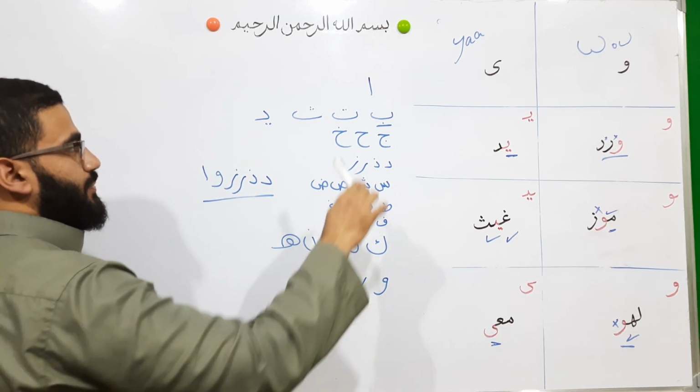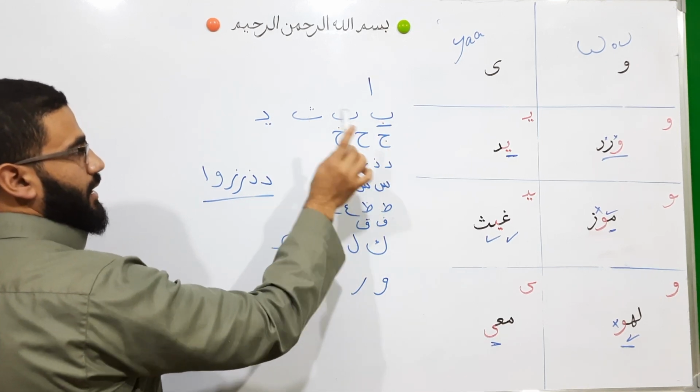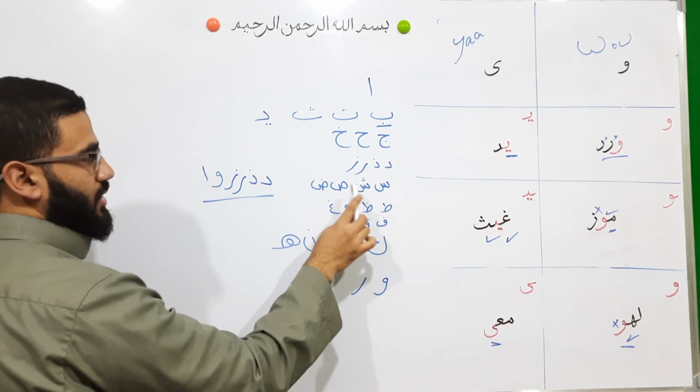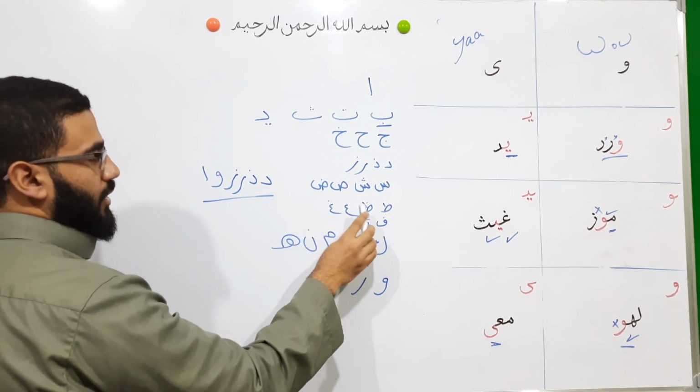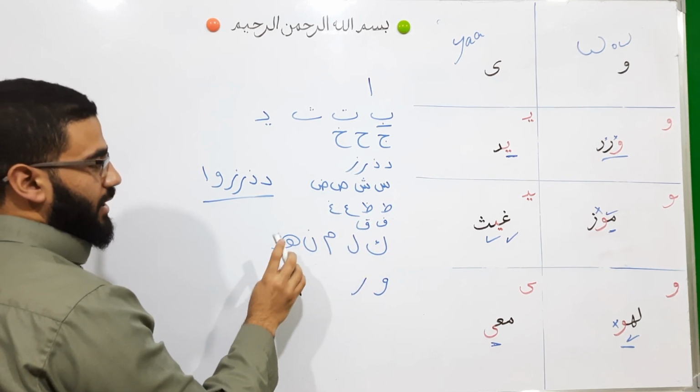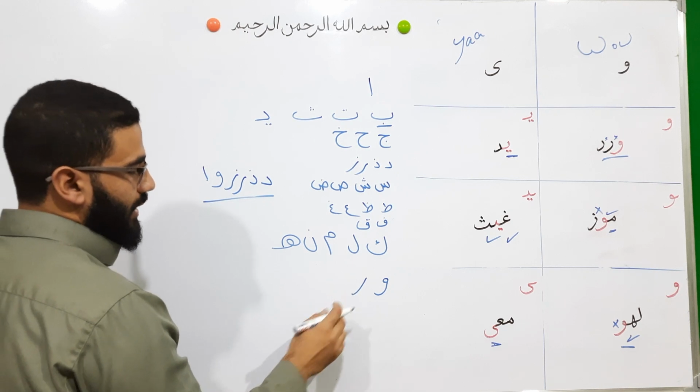Let's do a quick revision. Alif, ba, ta, tha, jim, ha, kha, dal, dhal, ra, zay, sin, shin, sad, dad, ta, dha, ayn, ghayn, fa, qaf, kaf, lam, mim, noon, ha, waw, and yeah.